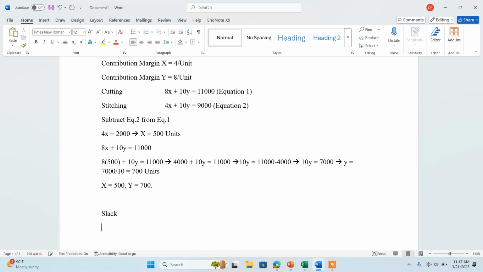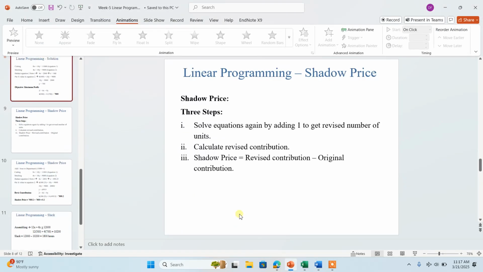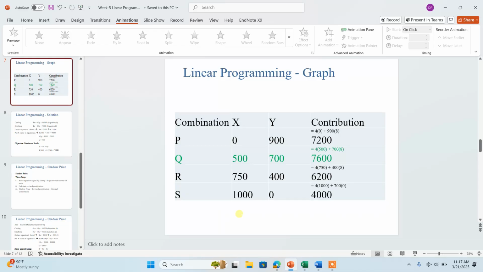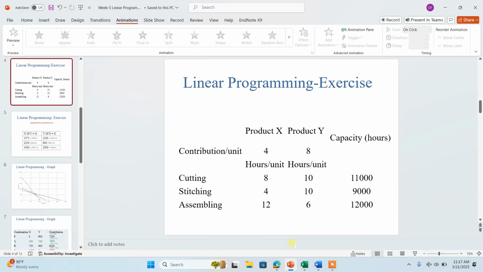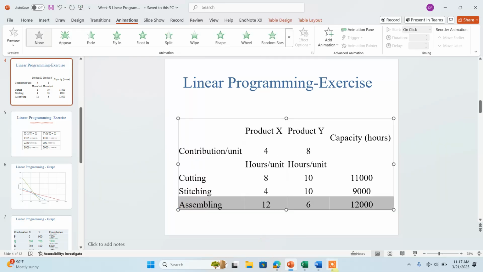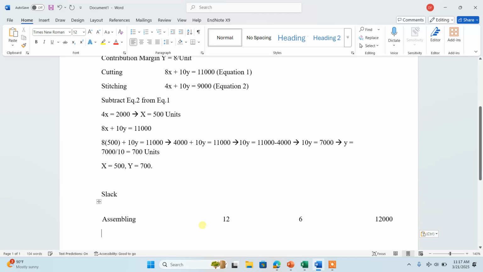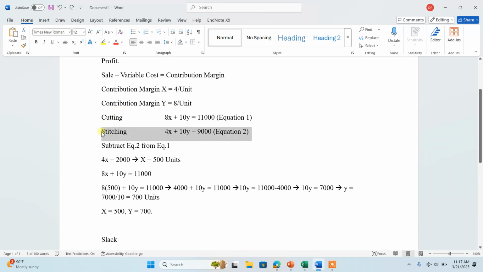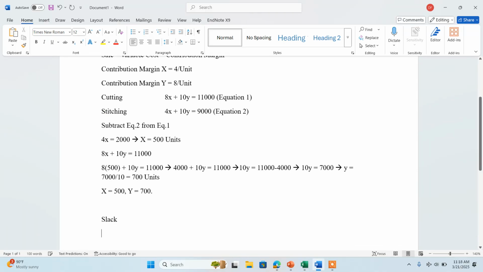How many hours do I still have in this department? Okay, so this is the combination of the assembling department. Let me take help from this one. Assembling department.